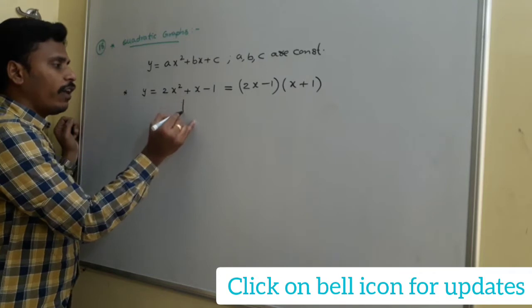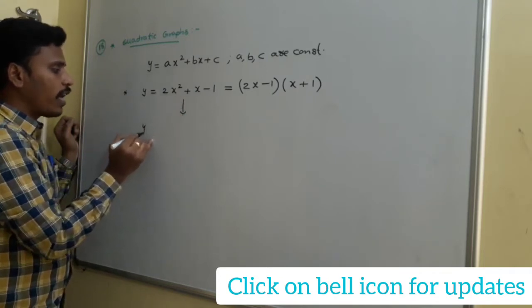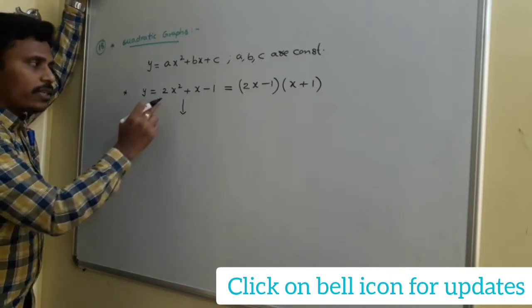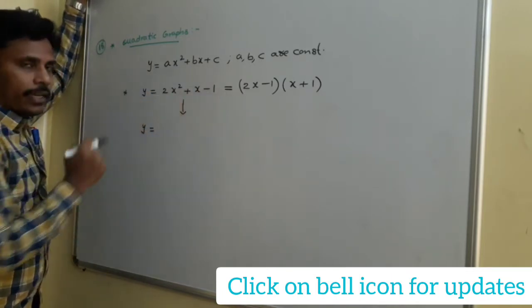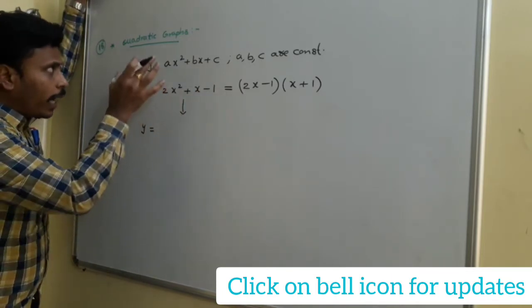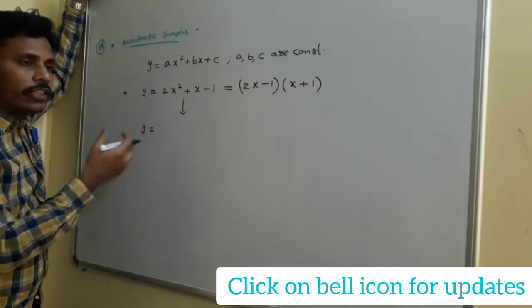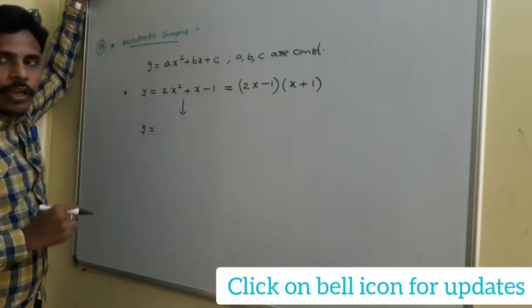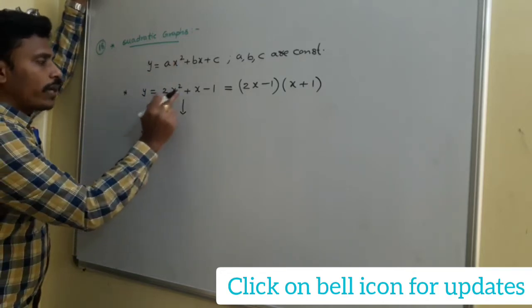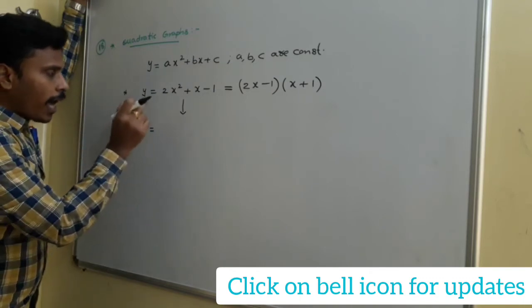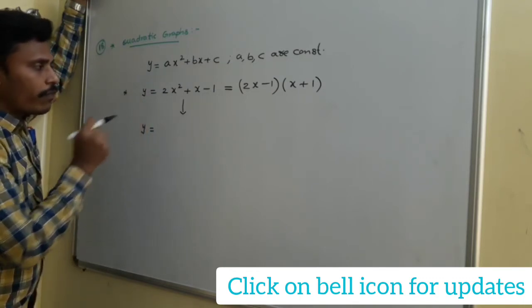In another way, I will try to convert the given expression into a perfect square form. Have a look at this, 2x square plus x minus 1. I am starting the discussion with an example, and afterwards I will generalize it with the general form. Now I am trying to convert it into a perfect square form.